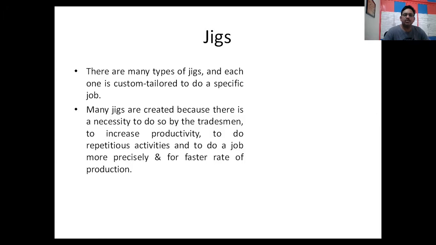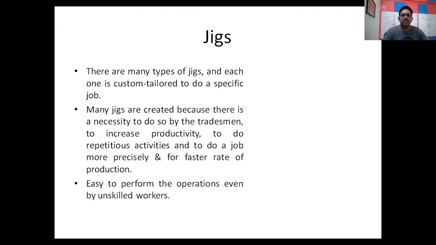Yes, to do repetitive activities and to do a job more precisely and at faster rates of production. So the three important things are: one, to increase the productivity and repeatability, that means mass production, and also we want to make parts more precisely at a faster rate. So these jigs are provided. It's easy to perform the operations even by unskilled workers. Yes.